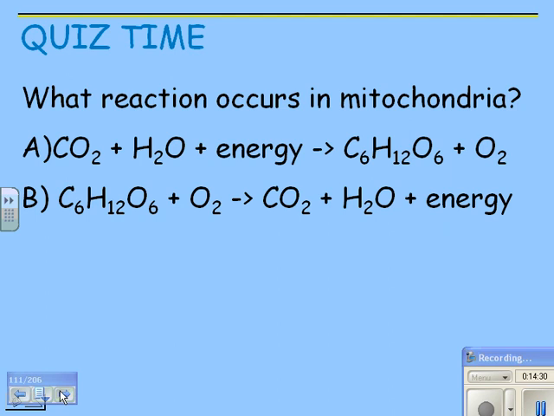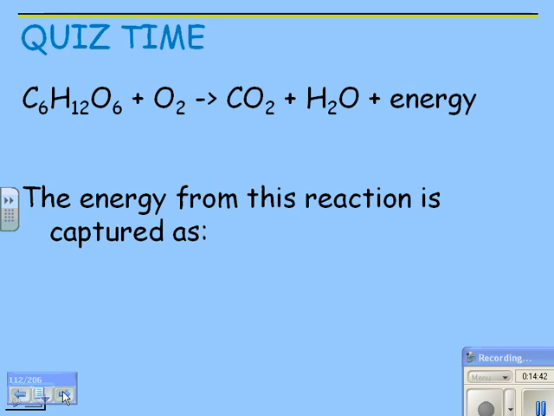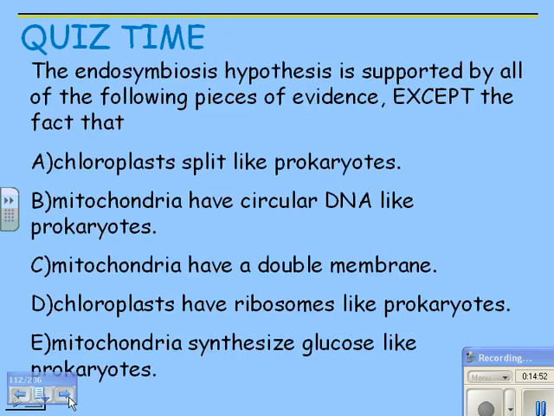All right, quiz time. What reaction occurs in mitochondria? Well, you do cellular respiration in mitochondria, and you can't make sugar. You have to eat it. So it's going to be this one, B. The energy from this reaction is captured in... Okay, so this is one where you're breaking down glucose, so you're capturing that in ATP.